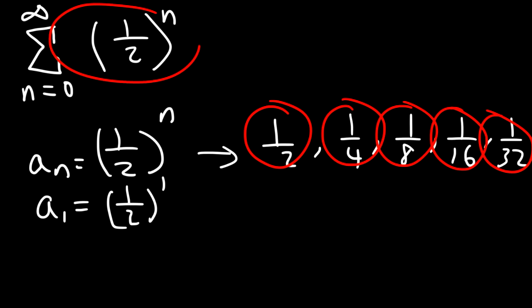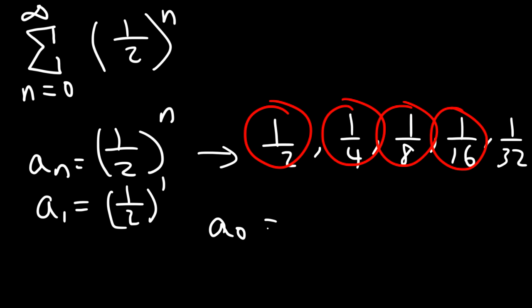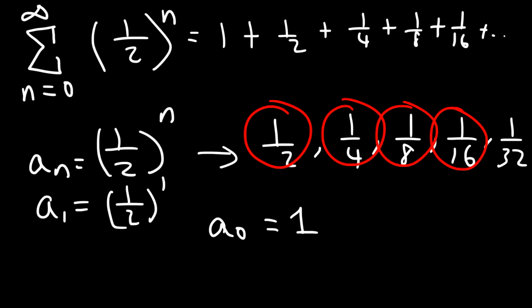So this represents the sum starting from, in this case, the 0 term to the infinite term. We said that a sub 1 is 1/2. A sub 0 is 1. So what we're going to do is basically add up all the terms starting from a sub 0. So 1 plus 1/2 plus 1/4 plus 1/8 plus 1/16, all the way till n reaches infinity.